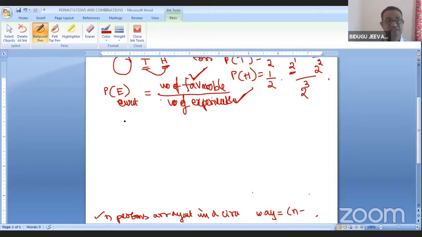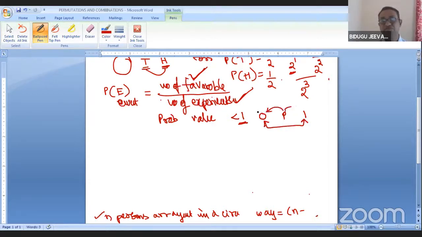Definitely, if you look at probability, its value must be less than 1. Less than 1 means it is not negative. It must lie between 0 and 1. Probability value lies in between this. It won't be negative and it won't exceed 1. Sometimes probability may be 0. Sometimes probability may be 1.